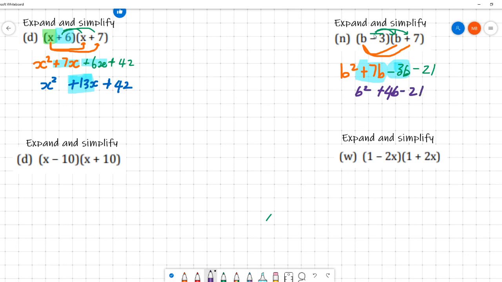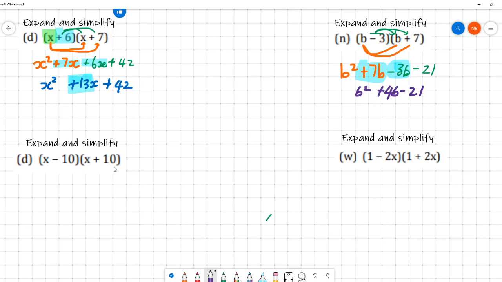So when you see signs that are different, you have to be very careful in terms of when you're multiplying them, but then you also have to be careful when you're collecting your like terms. Let's have a look at the next example. Now the next example is very interesting, and it's actually got a special name in maths, which I'll come to in a second.